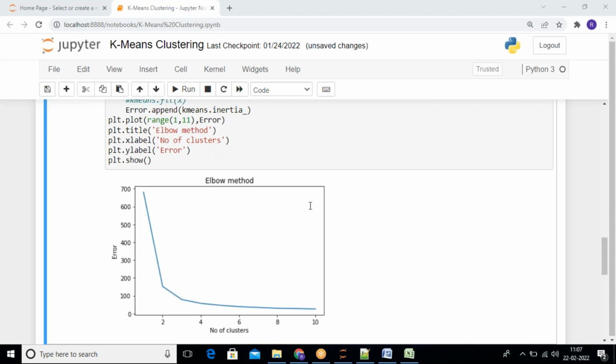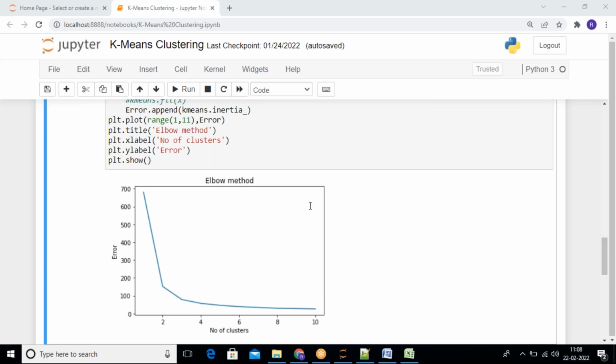Elbow means, take your hand and look at the elbow of your hand. Where is the elbow? Near about 3, between 2 and 4. Near about 3? There is a bend at exactly 3, Darshan, just have a look. Yes sir, exactly at 3, between 2 and 4. There is a bend, and that bend is the number of clusters that we are going to form.